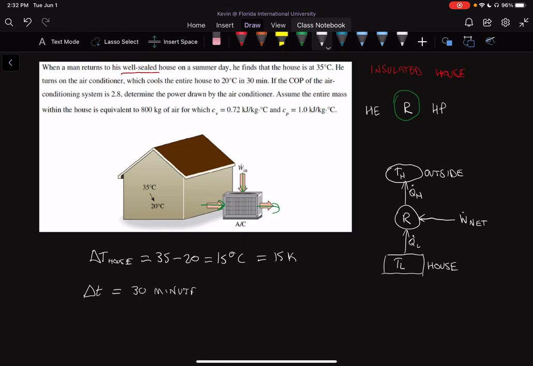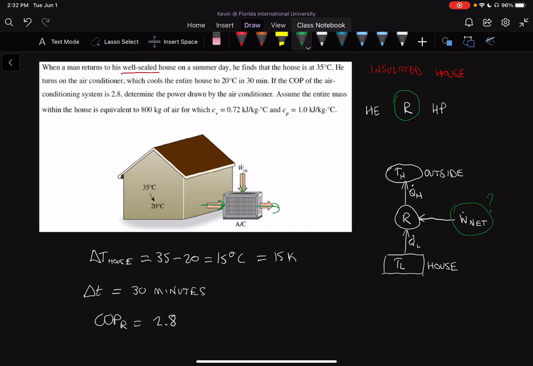I'm just writing down the information that we're given. We're also told that the COP of the refrigerator is equal to 2.8. And the question asks to determine the power drawn by the air conditioner. So what we're looking for is this term right here, W dot net.